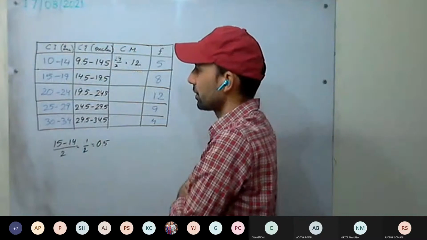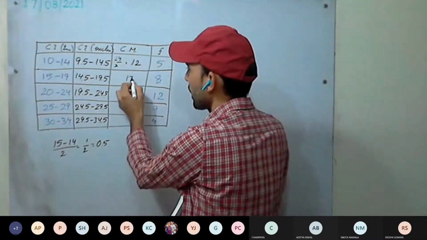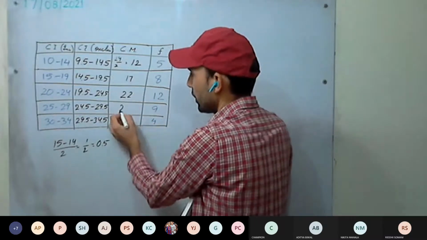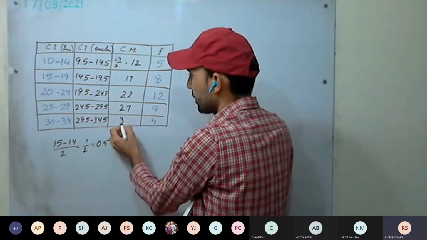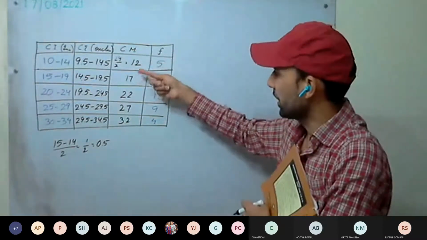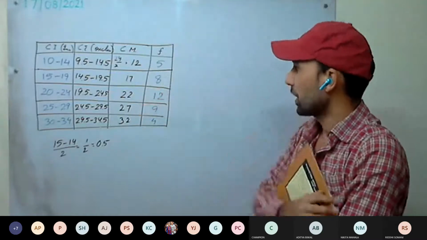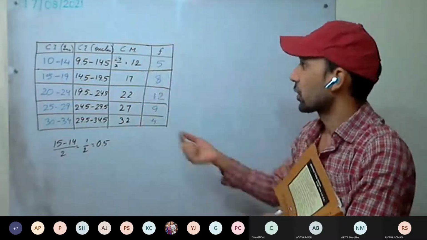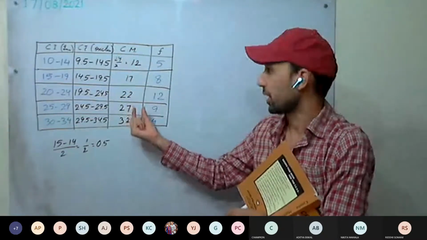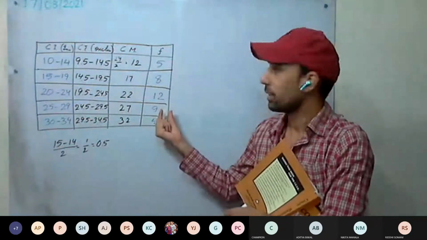Here as well, how much will it be? 17. Then 22, 27, 32. So you get 12, 17, 22, 27, 32. These are the class marks we have got. The class mark we require for the frequency polygon. For a histogram, we require only the class intervals and the frequency.